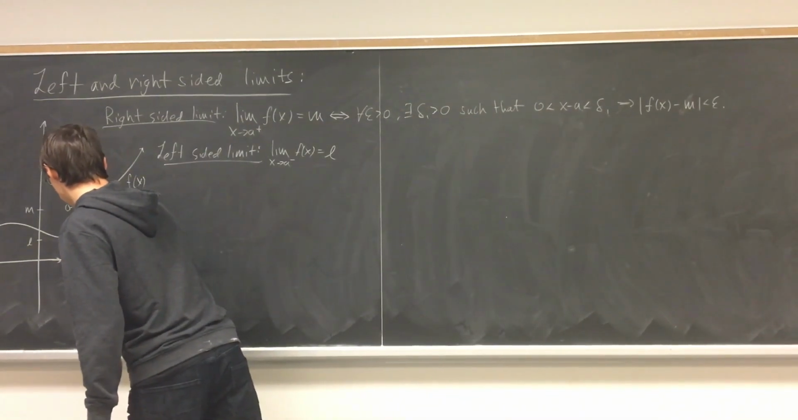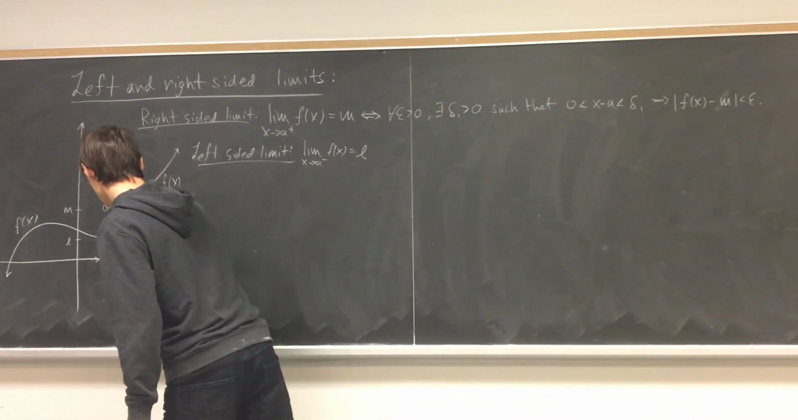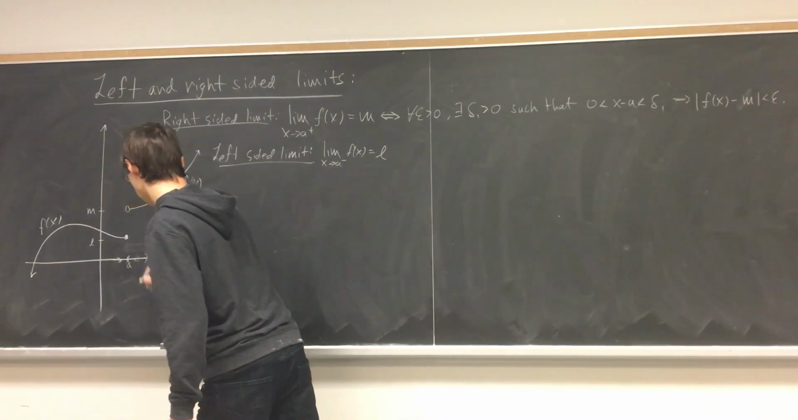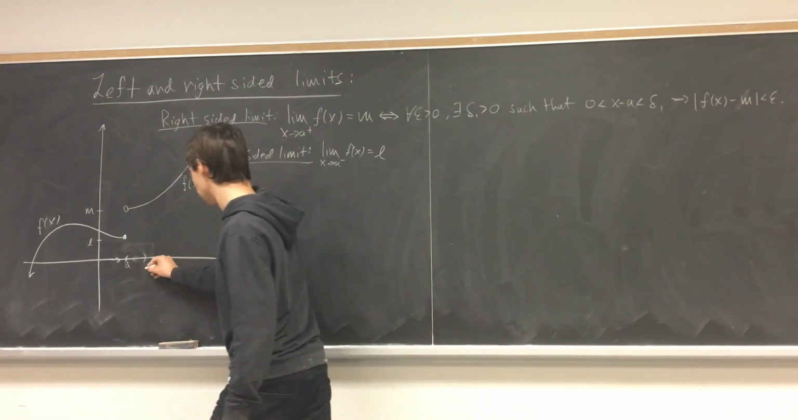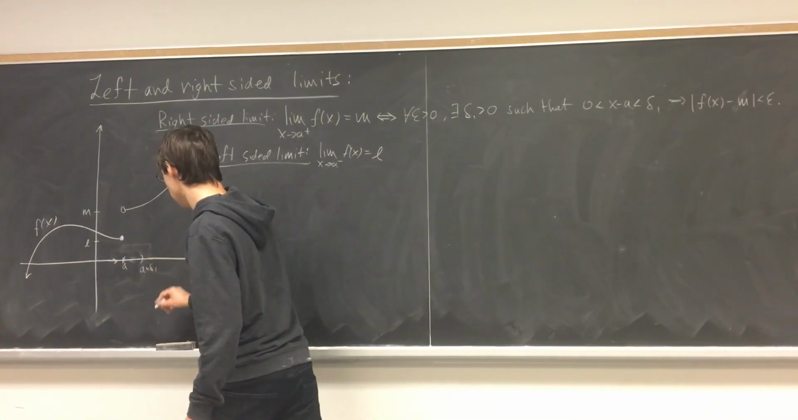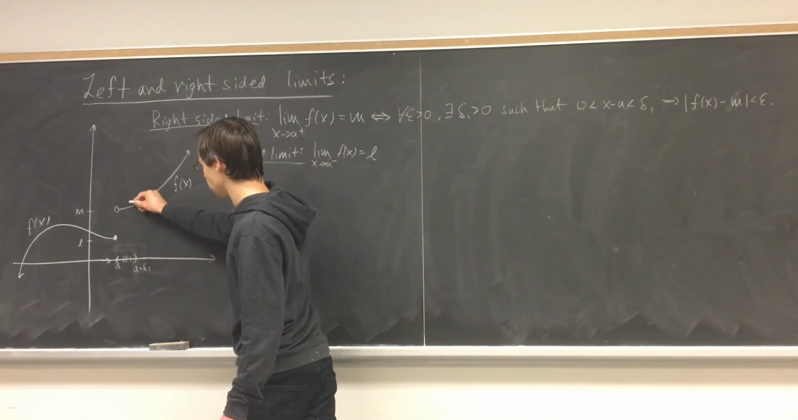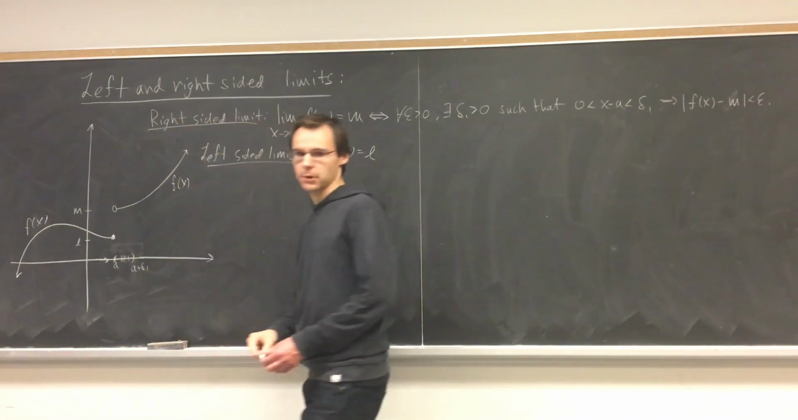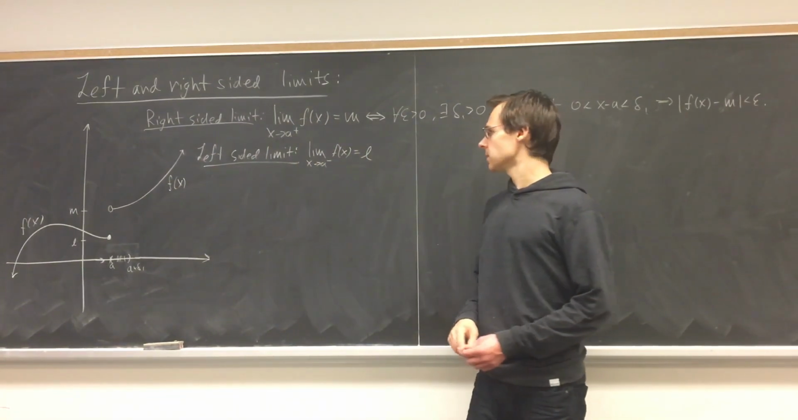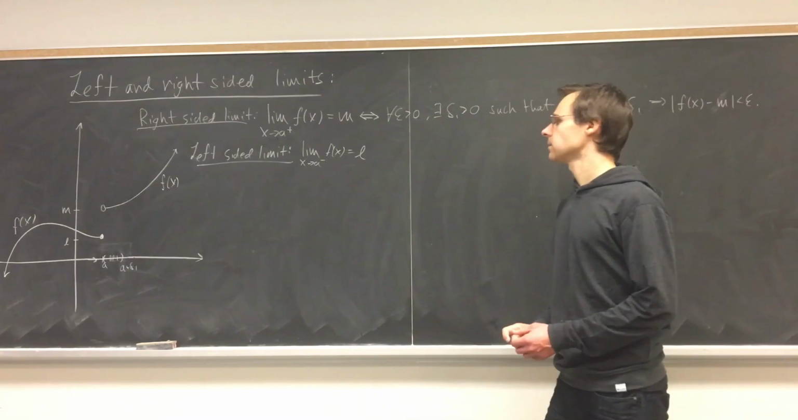Okay? So if we put in our little window here, it will only be on the right side of a. Okay? There's a. This point out here is going to be a plus delta 1, and our x's are going to be chosen from within that little window. They're going to shoot up to the function, and we'll see that the function is approaching m. Okay? So that's the definition of the right-sided limit.